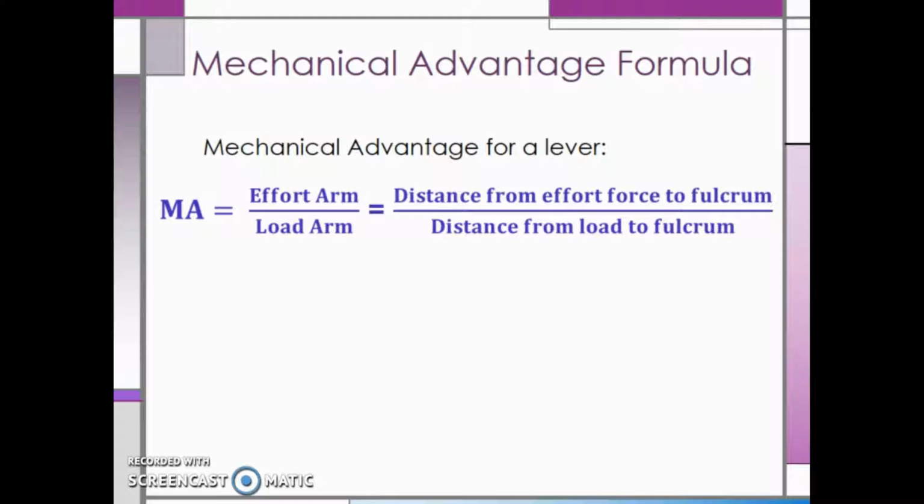We will be calculating the mechanical advantage of a lever. MA equals the effort arm divided by the load arm, or the distance from the effort force to the fulcrum divided by the distance from the load force to the fulcrum.